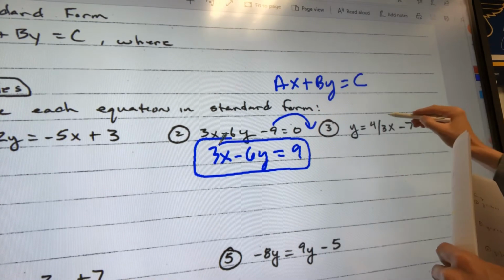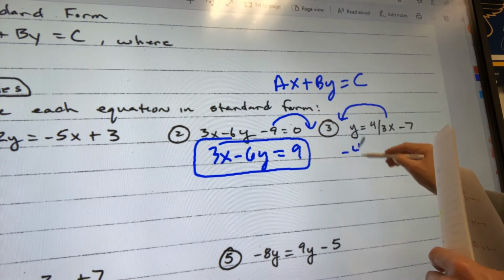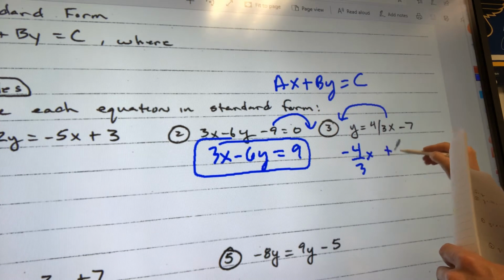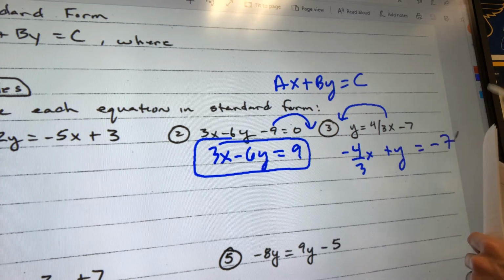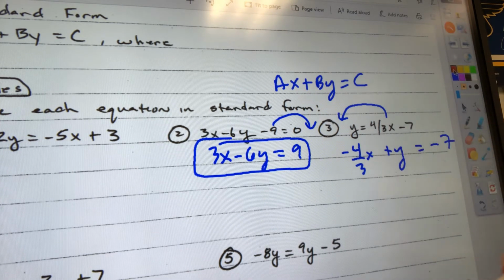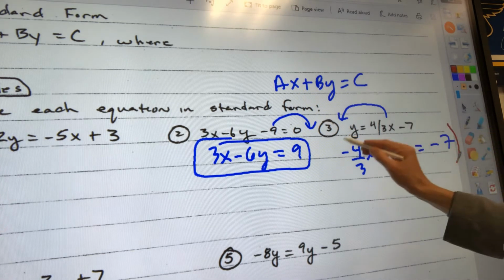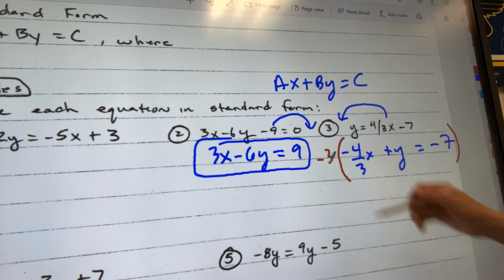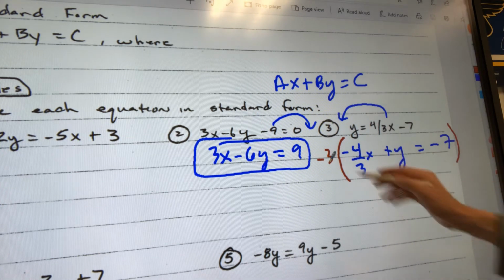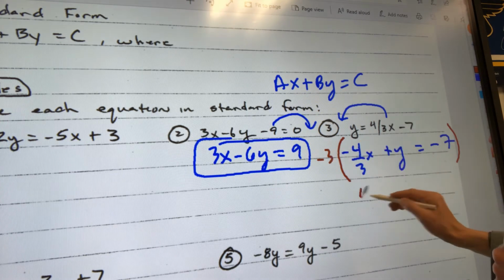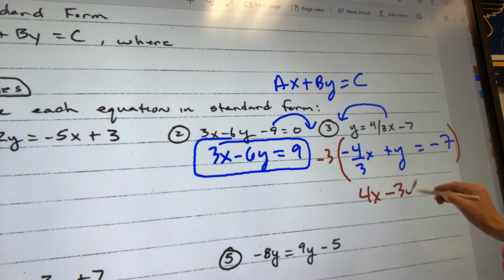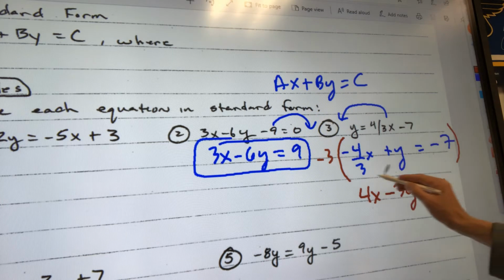Are x and y on the same side? No. X is a diva. It's got to be written first. All right. First off, I have a fraction on x. No bueno. Secondly, x is negative. Also no bueno. So I'm going to multiply by a negative 3, to get rid of the 3 in the denominator, and a negative to get rid of that negative. So a negative times a negative is a positive. 4x minus 3y is a positive 21.